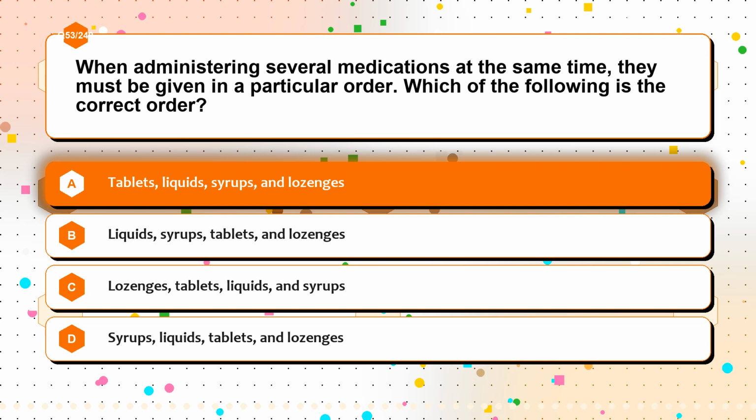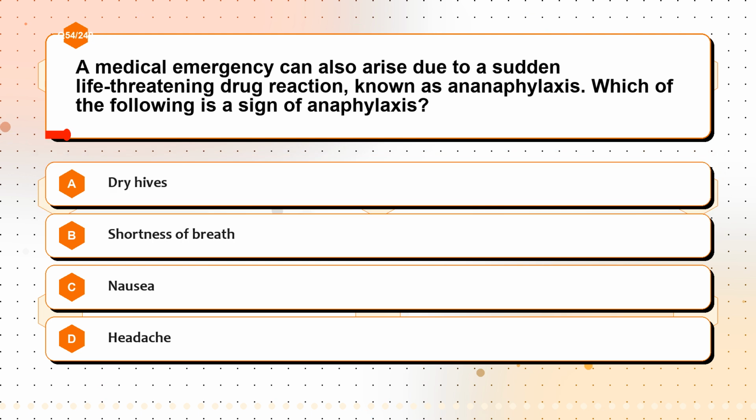The correct answer is option A, tablets, liquids, syrups, and lozenges. Question 54. A medical emergency can also arise due to a sudden life-threatening drug reaction, known as anaphylaxis. Which of the following is a sign of anaphylaxis? Here are the options. Option A, dry hives. Option B, shortness of breath. Option C, nausea. Option D, headache.